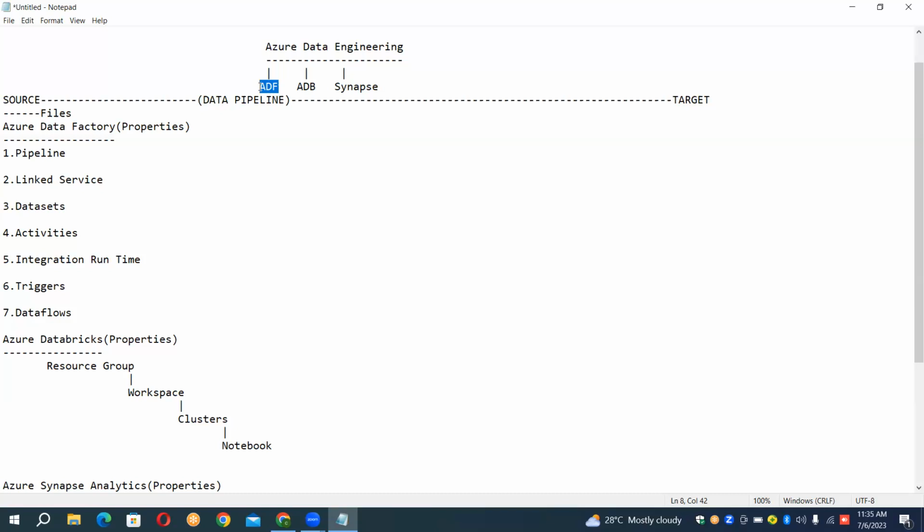Yes, sir. Okay. Whereas the second one, what is it? You have it? Pipeline is okay. You have the next one, what? Linked services. What is linked services?